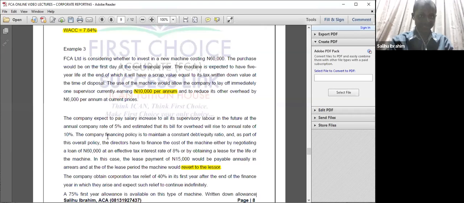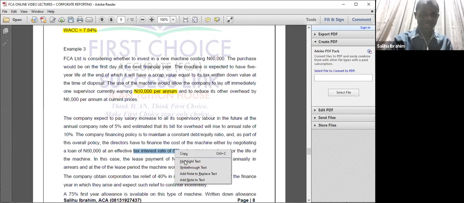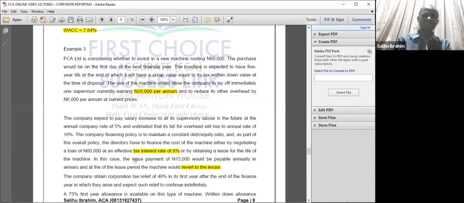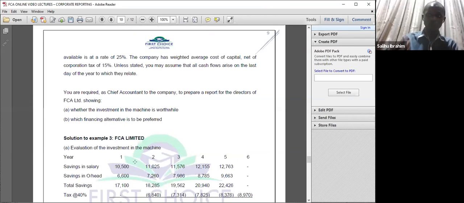Where do we have it? Okay? This 8%, look at it. A loan of 60,000 naira at an effective tax interest rate. Look at it. Tax interest rate, meaning that it is after tax. Anytime you want to discount cash flow for financing, whether it is bank loan or lease, you should use after tax cost of borrowing. I think I've made myself clear. Don't use WACC. Use after tax cost of borrowing to discount the cash flow associated with the method of financing, whether bank loan, operating lease, or finance lease. You are using after tax cost of borrowing.